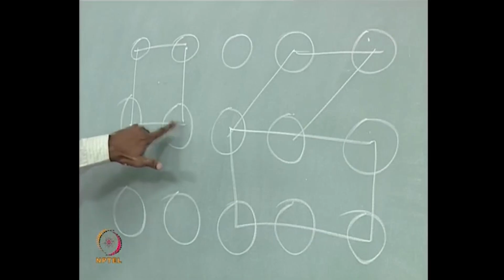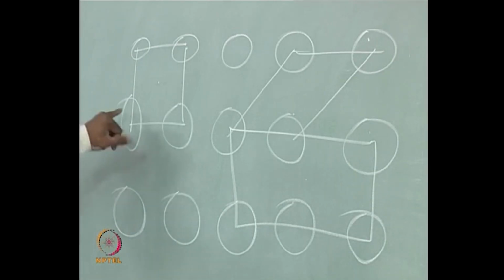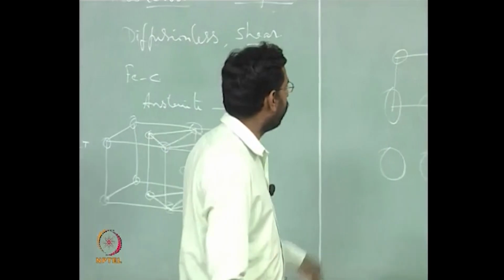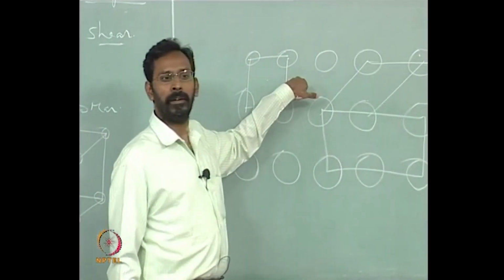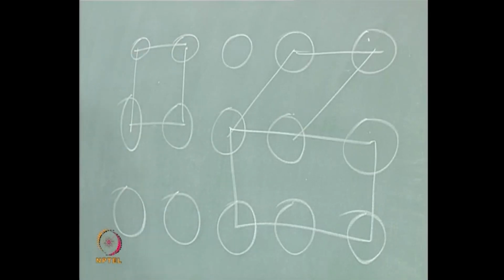If this is not equal to this, then you may get a different unit cell. That is how orthorhombic comes into the picture. The angles may be 90 degrees, but this is not equal to that. So you would have a different type of unit cell where A is not equal to B. Okay, so this is one. What else?